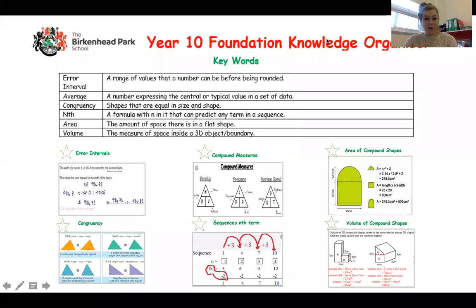For the final knowledge organiser for LP2, I've looked at these topics. Error intervals, congruency, compound measure, sequences, so finding the nth term, area of compound shapes, and volume of compound shapes. So again, I'll go through each of those individually, highlight some key terminology, and go over the skills that you need to be able to do.